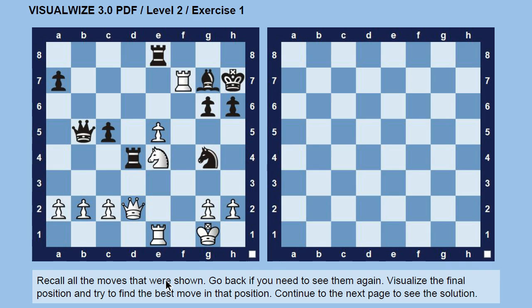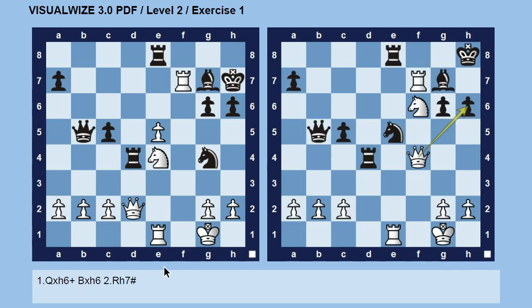If you want to see the moves again, you can just rewind the video, and if you want to try find the solution, you can again just pause the video to think about it. And the solution is to play queen takes h6 check. Black is forced to capture the queen with their bishop, and then after that white will play the rook to h7 checkmate. Note how the knight on f6 protects the rook and also covers g8 square.